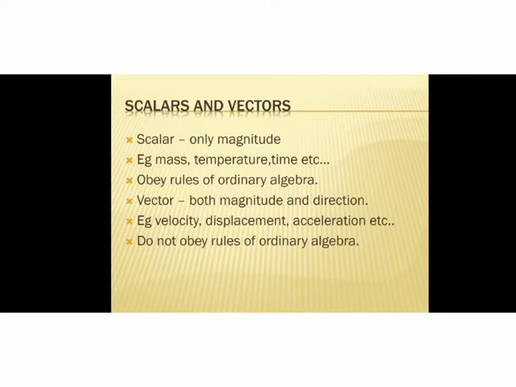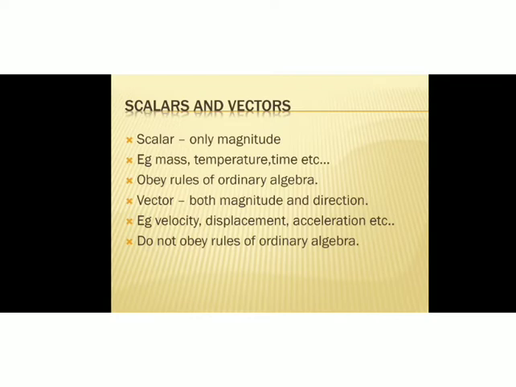The distance between 2 points cannot be expressed in terms of direction. So it's a scalar quantity. So mass, temperature, time, distance, all are scalar quantities. And the rules for combining these scalar quantities are the rules of ordinary algebra. They can be added, subtracted, multiplied and divided just as ordinary numbers.